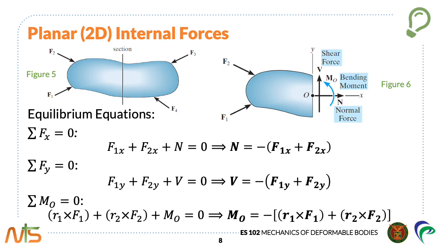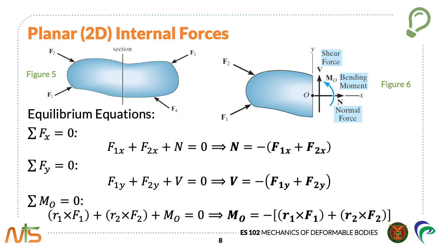For the summation of Fx, we have the x component of F1 plus the x component of F2 plus the normal force and then equate it to 0. Therefore, if F1 and F2 are given, the normal force N is equal to the negative of the summation of F1x and F2x. Now, for the summation of Fy, we have the y component of F1 plus the y component of F2 plus the shear force and then equate it to 0. Therefore, the shear force V is the negative of the summation of F1y and F2y.